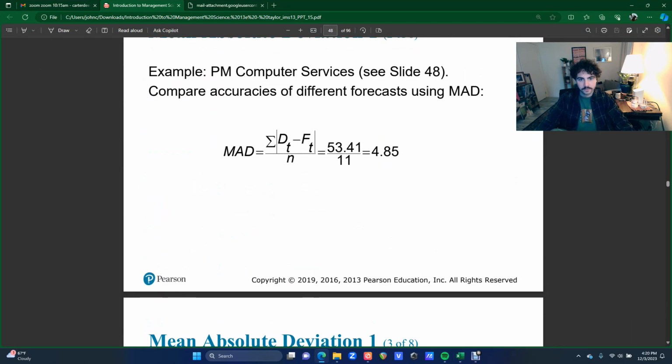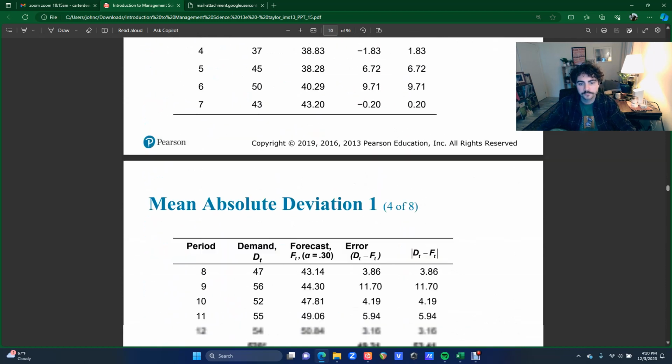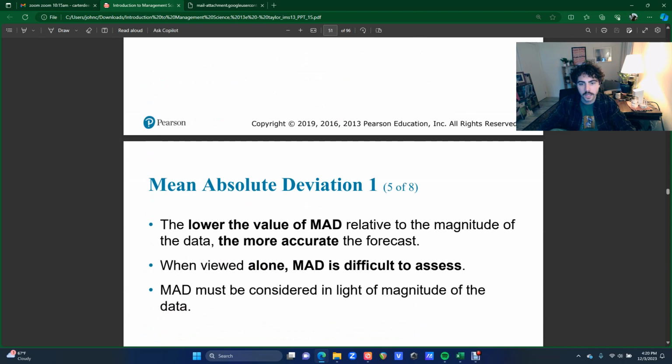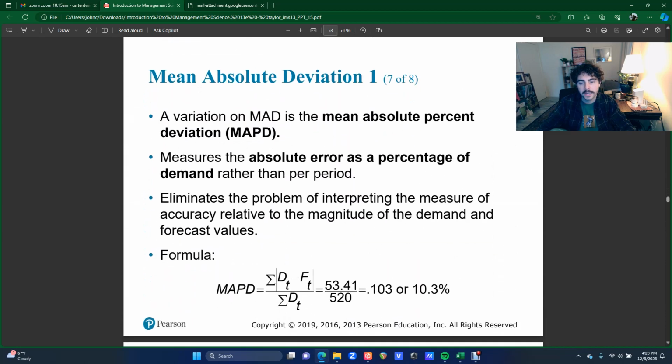There's a chance they just left the 11 there on accident. Maybe that's legit. I don't know. I'm just doing the best I can here with what I have. So, bunch of MADs. Now, mean absolute percent deviation. So MAPD, kind of similar, except we're just dividing by the actual sum of the demands.